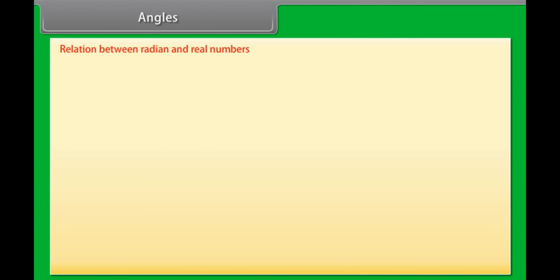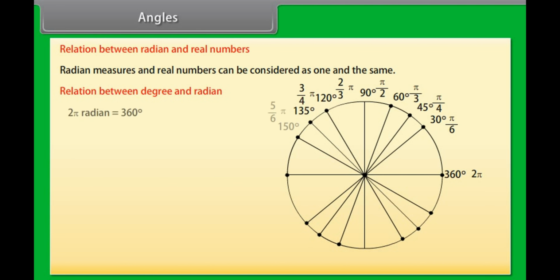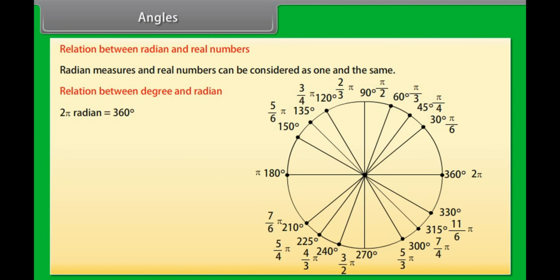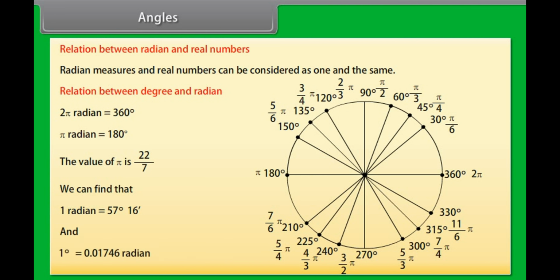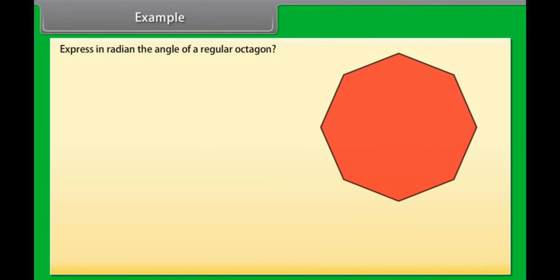Angles. Relation between radian and real numbers. Radian measures and real numbers can be considered as one and the same. Relation between degree and radian. 2 pi radian is equal to 360 degree. Pi radian is equal to 180 degree. The value of pi is 22/7. We can find that 1 radian is equal to 57 degree 16 minutes and 1 degree is equal to 0.01746 radian.